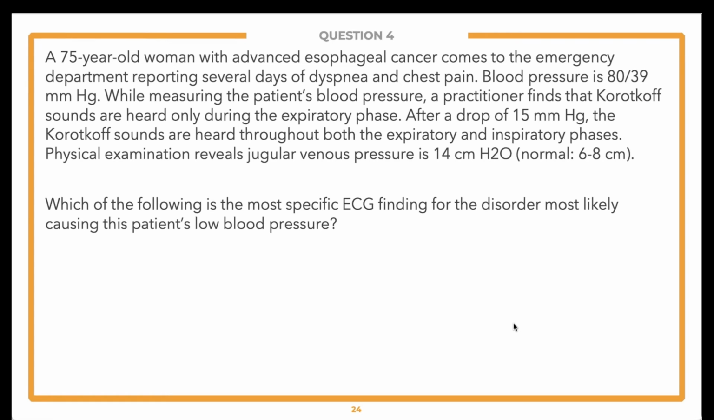Okay. So again, we've covered up these answer choices, and we're going to read the lead-in. Which of the following is the most specific ECG finding for the disorder most likely causing this patient's low blood pressure? Okay, so again, there's a lot happening there in that lead-in, and hopefully that will help train your eye on the details that you need to pick up and parse to answer this one. Okay, so with that, let's read the vignette.